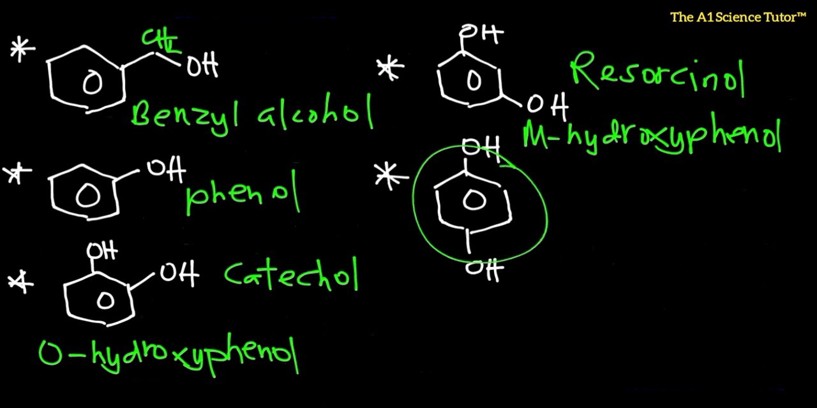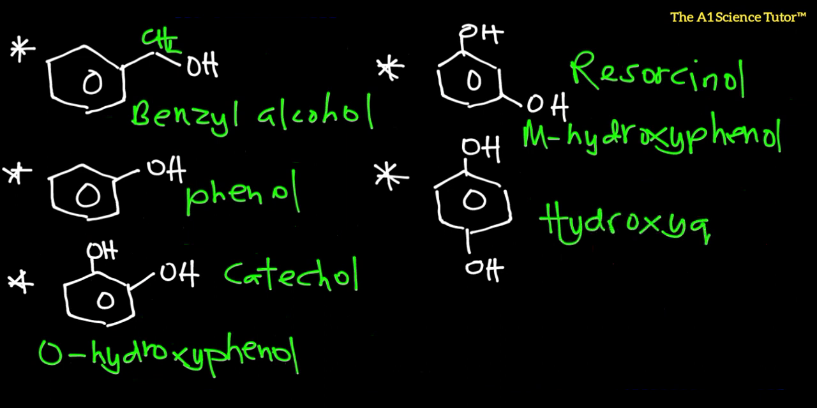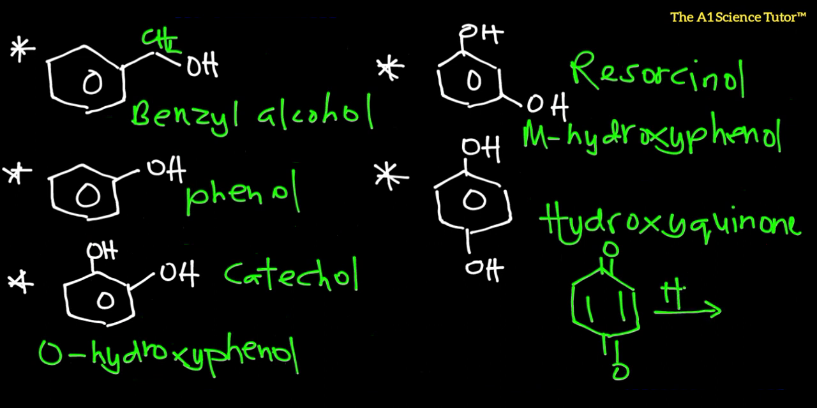Now how about this one? What is going to be the name for it? So this one is going to be hydroxyquinone. Now quinone is actually written this way. So this is the structure of quinone. So if you reduce this, you would change this to hydroxyquinone, which is the same thing as quinol. So just know this could also be called quinol.